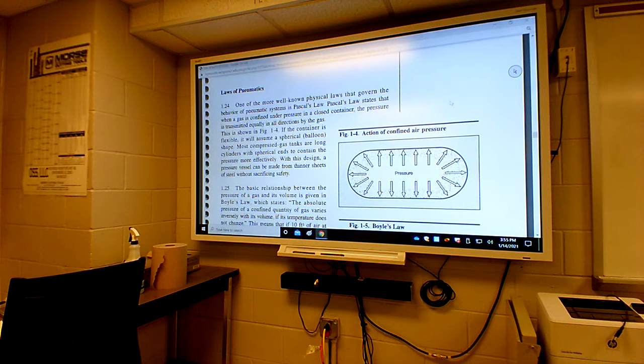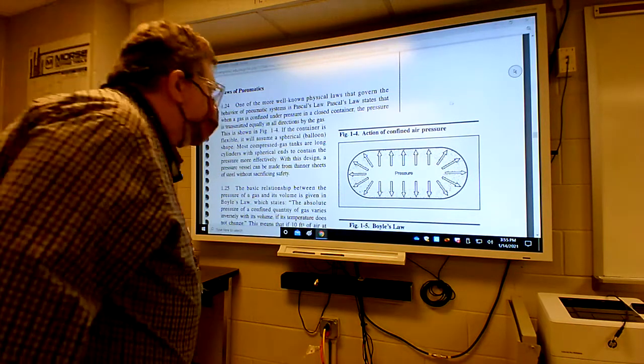Most tanks are going to be shaped like that. They're going to be oblong with rounded ends, and it's a design that lets them do it with thinner material and still be able to handle the pressure.